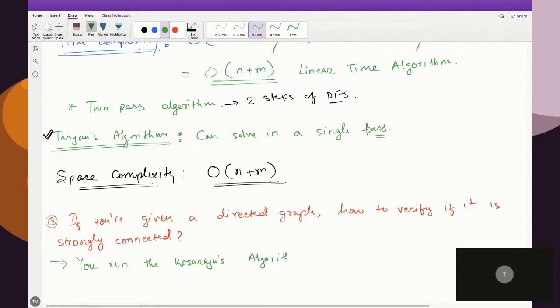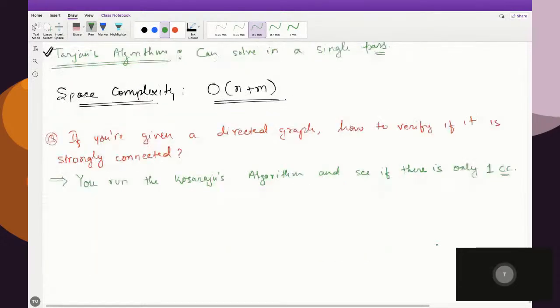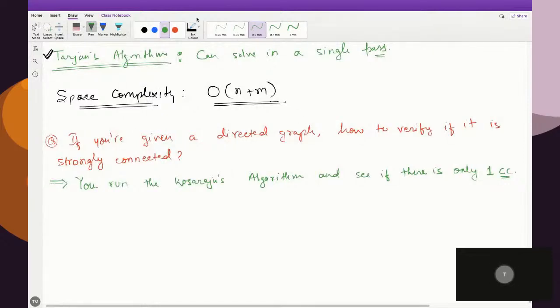Algorithm, and see if there is only one connected component. Now of course the idea will be the same, but any other idea can basically be derived from this algorithm itself. But the point is you can do this in linear order time, right?